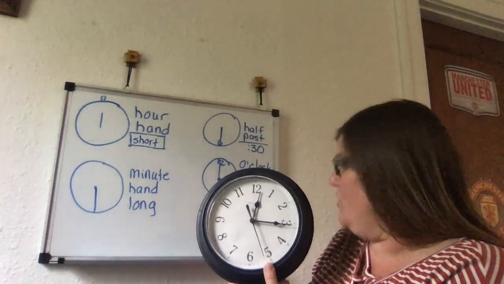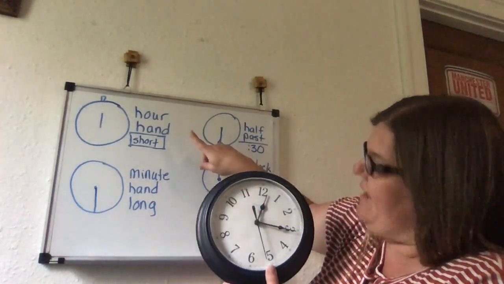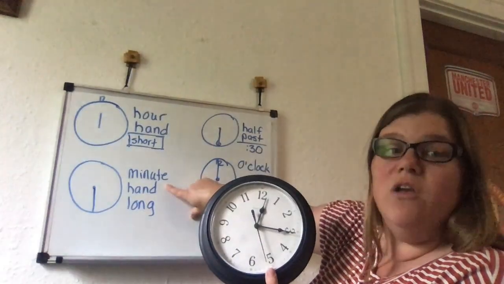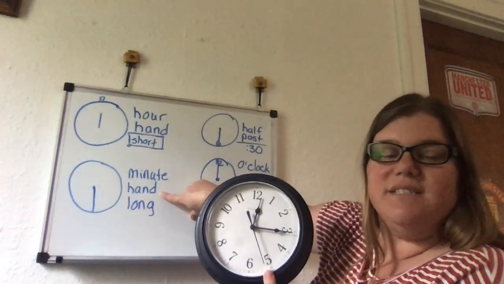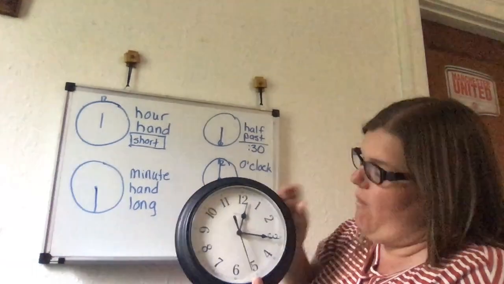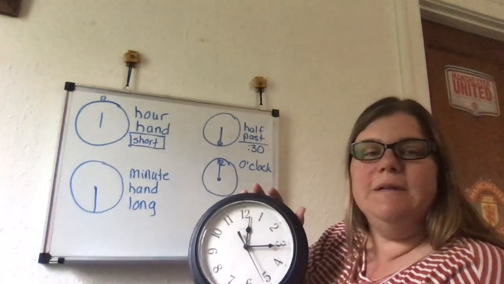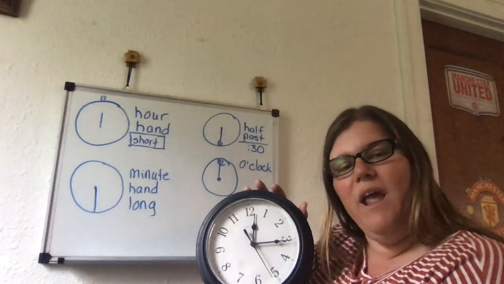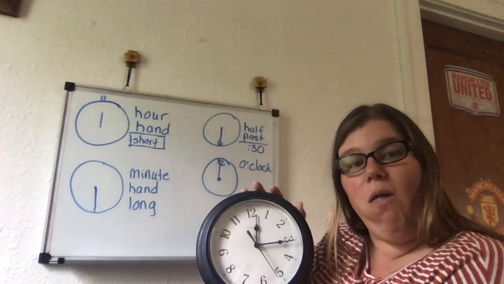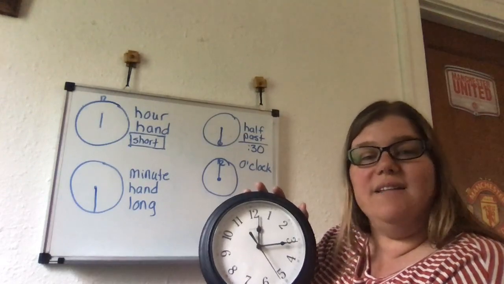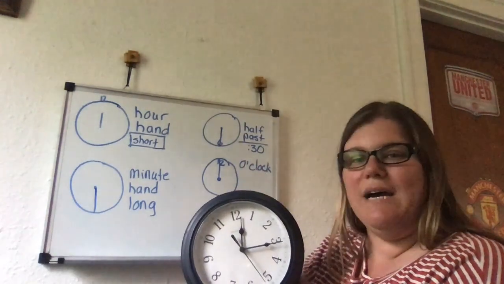Okay, good job. I should have heard you say the one pointing to the 3 is long, so it's the minute hand. It tells the minutes. And now I want you to look at what's just slightly past the 12 here. What is that, the hour hand or the minute hand? The hour hand.